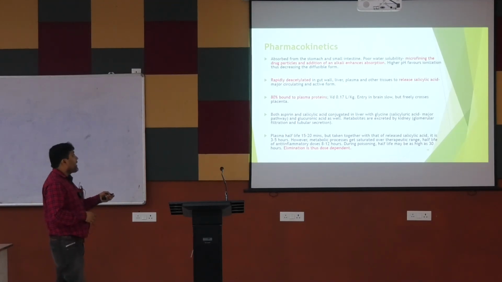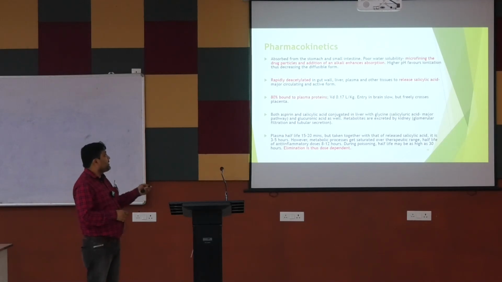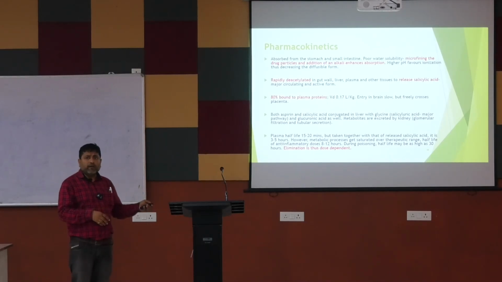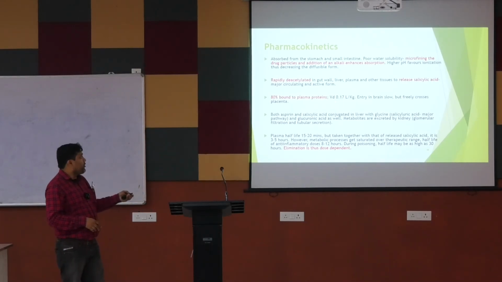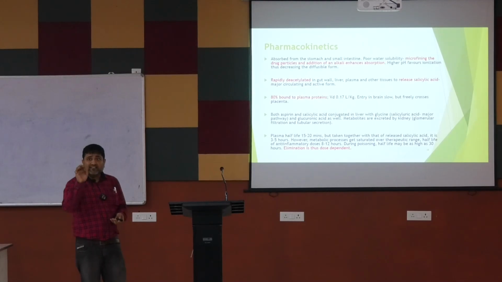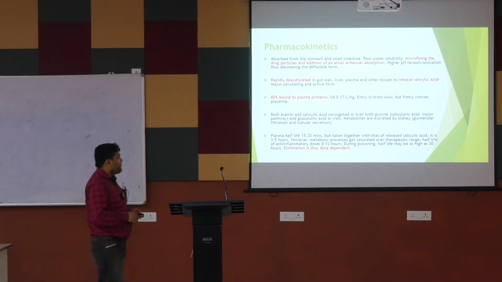Now, they are rapidly deacetylated in the gut wall, liver, and plasma to release salicylic acid. They are mostly plasma protein bound, 80%. Volume of distribution is low, and they are metabolized by conjugation in the liver, with glycine being the major pathway, and by glucuronic acid. Metabolites are excreted by the kidney.